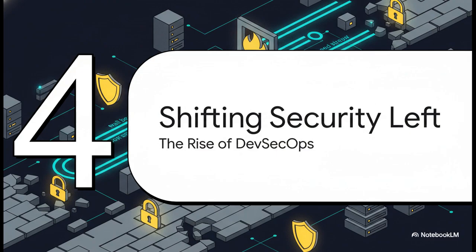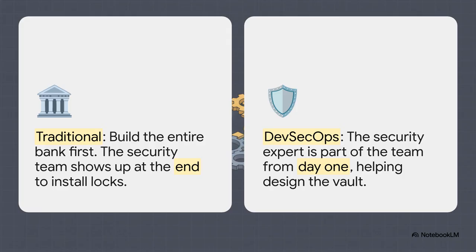All right, so with the wall between dev and ops finally torn down, there was just one last super critical piece to integrate into this new high-speed way of working: security. Here's another analogy that makes this crystal clear. The old way of doing security was like building an entire bank, and only after the whole thing is finished, you bring in a security team to add some locks and cameras as an afterthought. If they find a major flaw, like the vault wall is too thin, well, it's way too late.